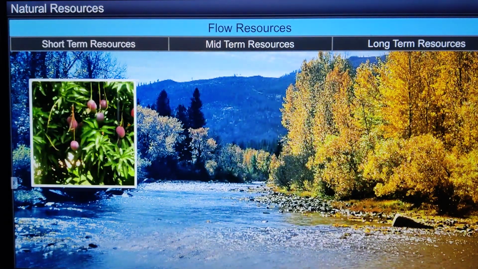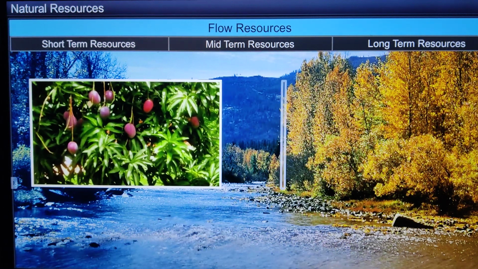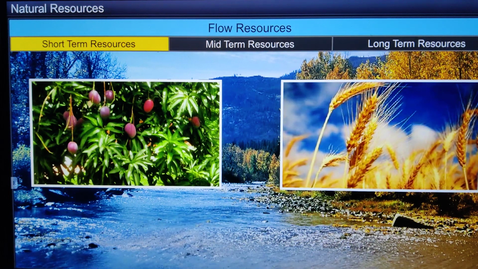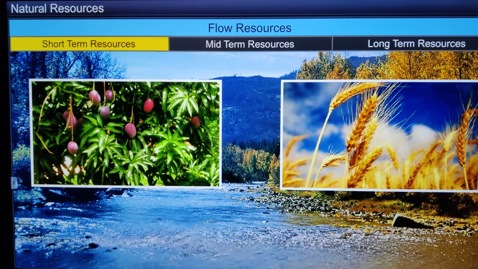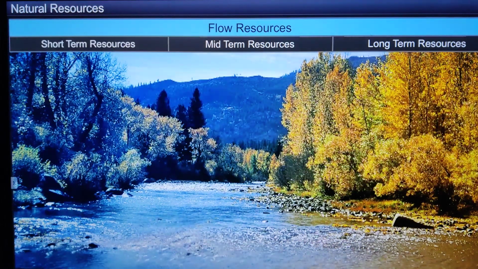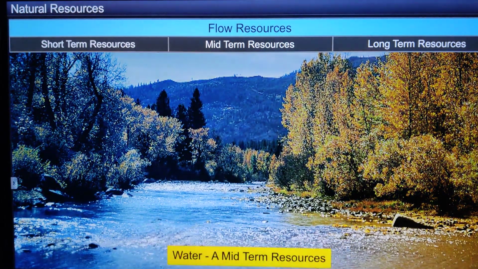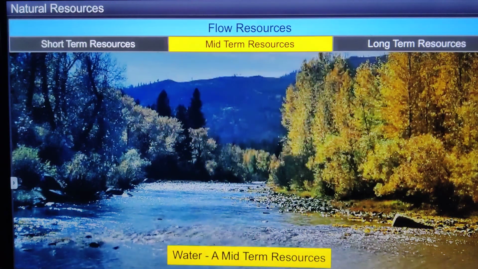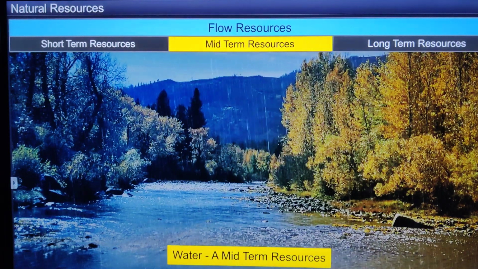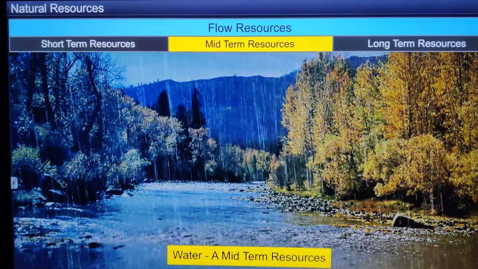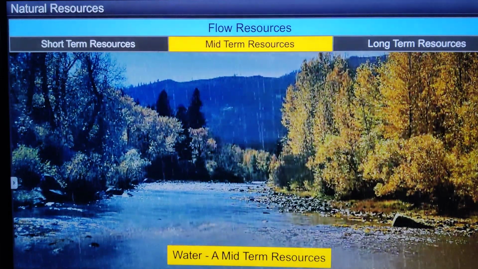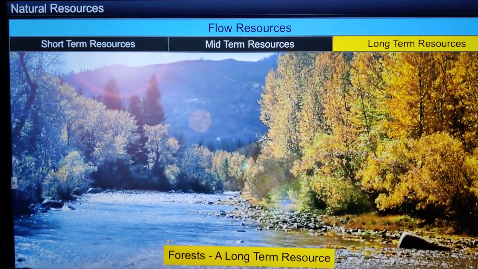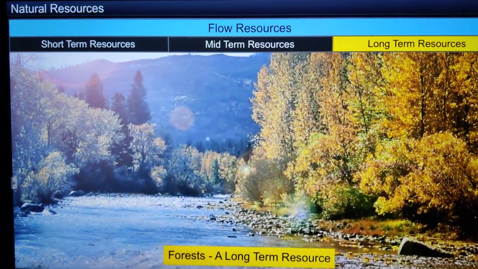For instance, plants including mango, as well as crops such as wheat, are categorized as short-term resources, as they usually regrow within a few months or years once they are harvested. However, water is categorized as a mid-term resource, as its availability depends on the seasonal rainfall which is influenced by the climatic conditions of the concerned geographical region. Forests, on the other hand, are long-term resources, as it takes a long time for trees to regrow once they are chopped off.